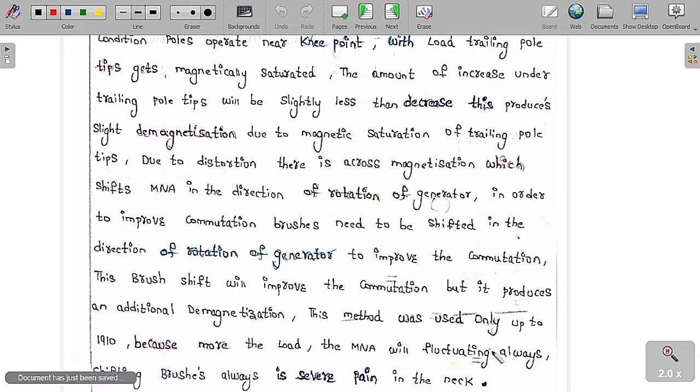So due to distortion, there is a cross magnetization which shifts the MNA in the direction of rotation of the generator. In order to improve the commutation, brushes need to be shifted in the direction of rotation of the generator. This brush shift will improve the commutation, but it produces an additional demagnetization. This method was used only up to 1910 because the more the load, the MNA will always fluctuate. Shifting brushes always is a severe pain in the neck.